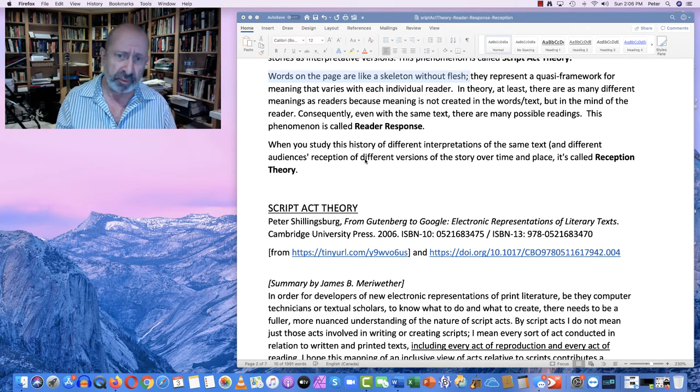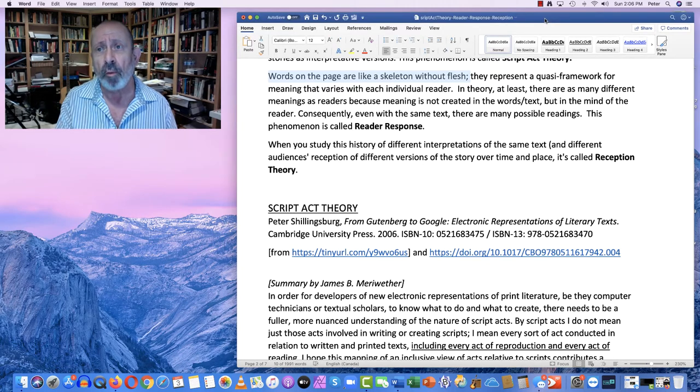I have a note here, too, that says when you study the history of different interpretations of the text, that's reception theory. So what did 17th century audiences think of Othello? What did 18th century audiences think of Othello? What do current African audiences think of Othello? How do they see the play differently from white North American readings of the play? And if you look at the history of how different audiences react, that's reception theory.